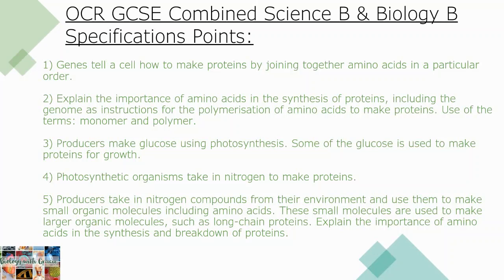Number 3, producers make glucose using photosynthesis. Some of the glucose is used to make proteins for growth. Number 4, photosynthetic organisms take in nitrogen to make proteins. Number 5, producers take in nitrogen compounds from their environment and use them to make small organic molecules, including amino acids. These small molecules are used to make larger organic molecules, such as long-chain proteins. Explain the importance of amino acids in the synthesis and breakdown of proteins.